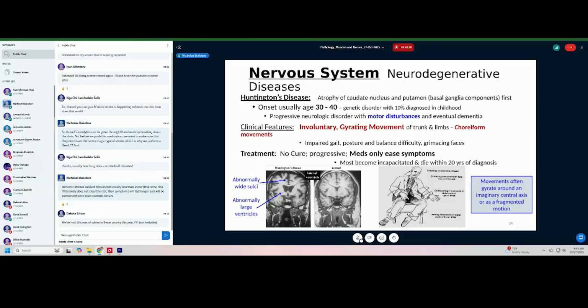We can't cure this either. We can give medications to help with the symptoms, but most patients die from this issue, either by hurting themselves by accident or sometimes taking their own life. So this is one of those issues where it's just a movement disorder where they have no control over it.